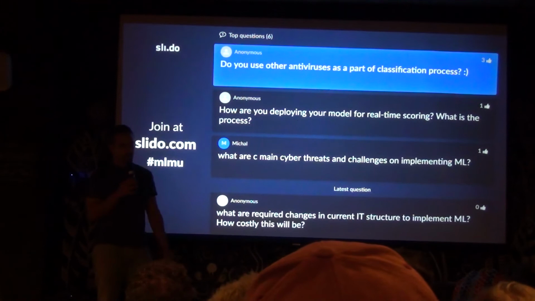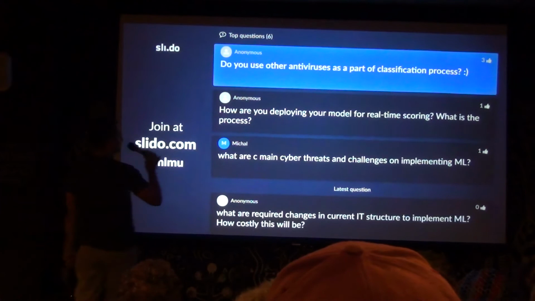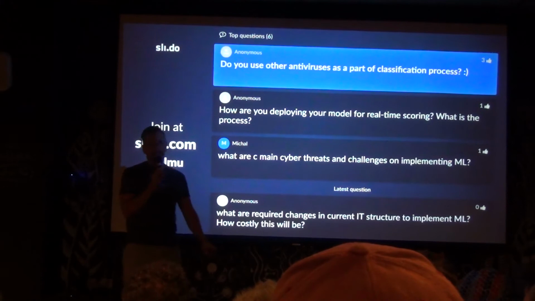So can you go through the questions? Okay, the next question is, do you use other antiviruses as part of the classification process? I would say all the antivirus companies use it, because if somebody is telling you it's malicious, it's at least worth a look, right? Everybody is doing it.